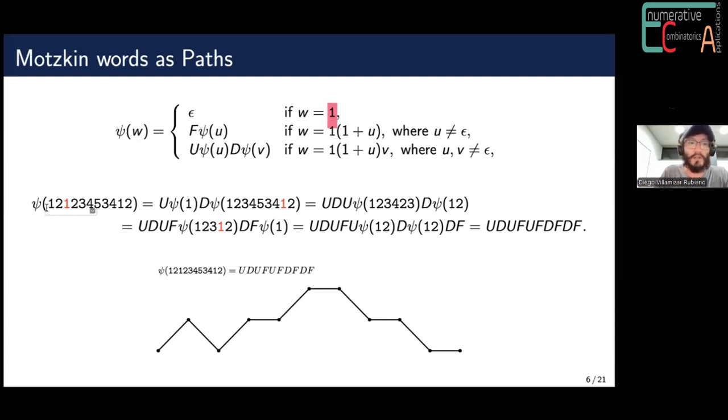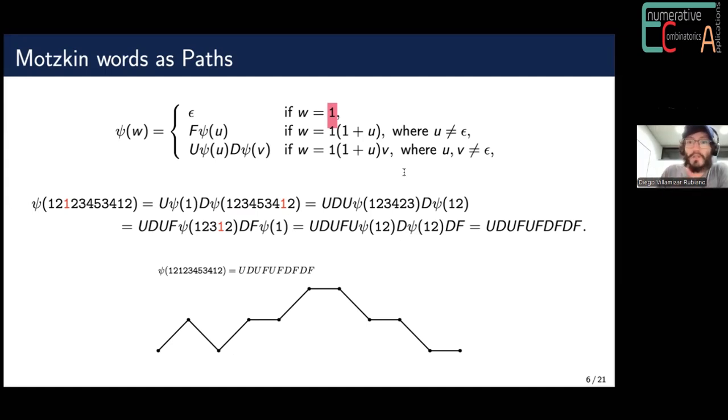So if you take this word, for example, you see that it has a 1 in the middle, so there's a second occurrence of 1. What you do is you take the substring in between the two ones, which is 2, and you subtract 1, so you get 1. And then you put the suffix of the word after the second occurrence of 1, and then you get up and down. So if you follow that process, you will get this Motzkin path. So that's why they're called Motzkin.